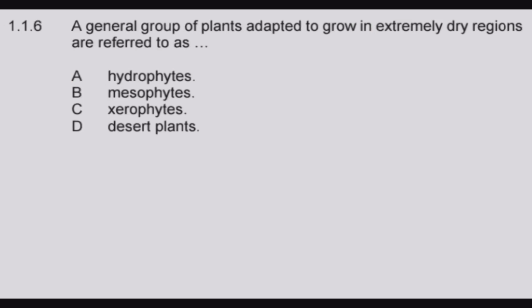Lithosphere. A general group of plants adapted to grow in extremely dry regions are referred to as A. Hydrophytes, B. Mesophytes, C. Exophytes, D. Desert plants. The correct answer is C. Exophytes.